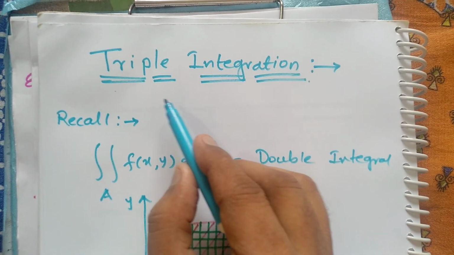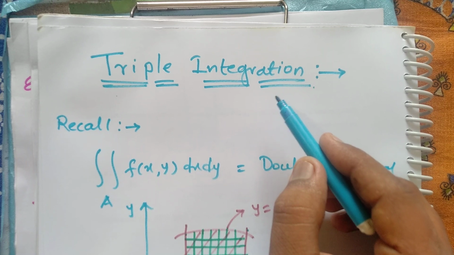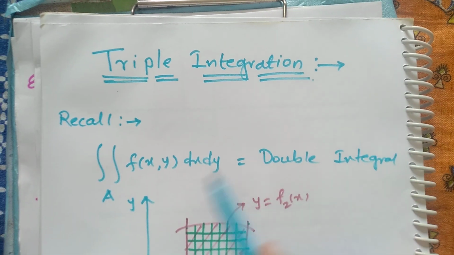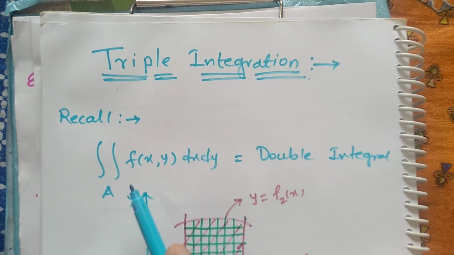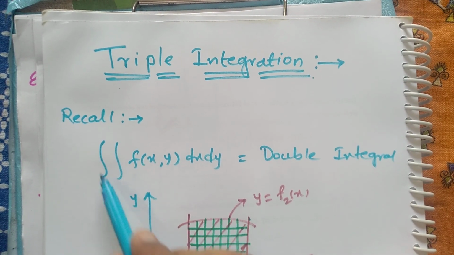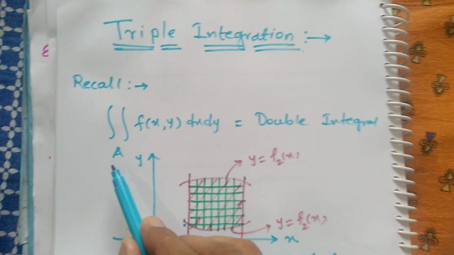Hello friend, in this video we'll discuss what a triple integration is, also called a three-dimensional integration. Earlier we became familiar with double integration and how it is defined: double integration of f(x, y) dx dy over the area A.